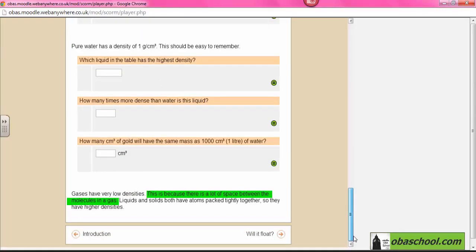This is because there is a lot of space between the molecules in a gas. Liquids and solids both have atoms packed tightly together, so they have higher densities.